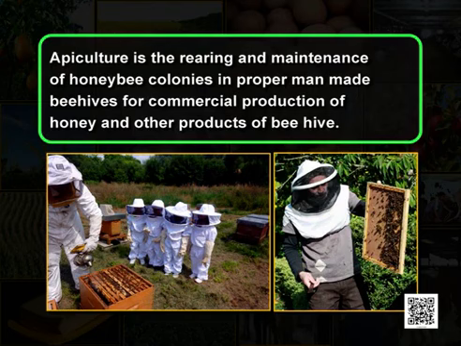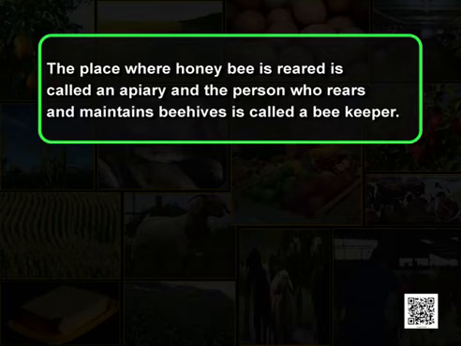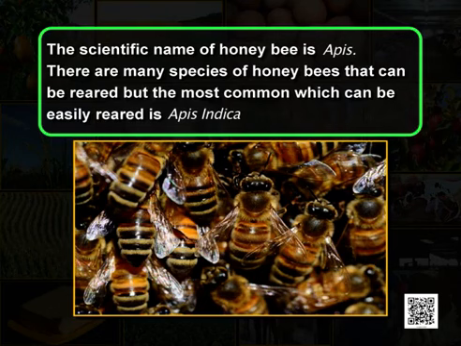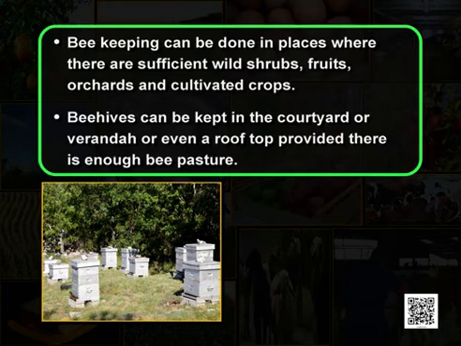Apiculture is the rearing and maintenance of honeybee colonies in proper man-made beehives for commercial production of honey and other products of beehive, as you can see in the figure. The place where honeybee is reared is called an apiary, and the person who rears and maintains beehive is called a beekeeper. The scientific name of honeybee is Apis. There are many species of honeybees that can be reared, but the most common which can be easily reared is Apis indica. Beekeeping can be done in places where there are sufficient wild shrubs, fruits, orchards and cultivated crops.